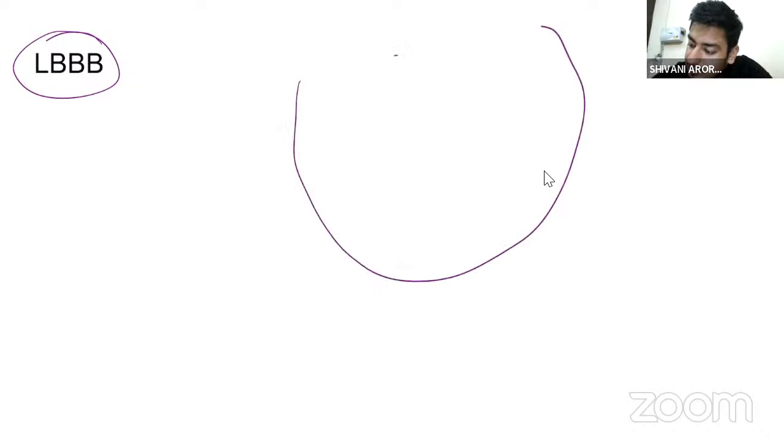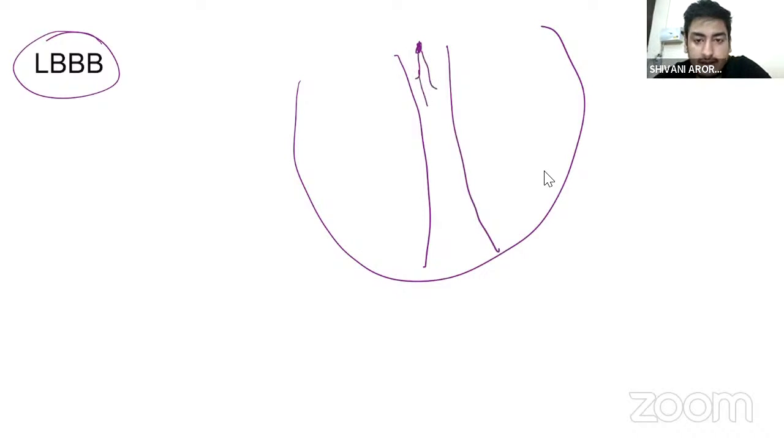So we all know that this is our heart. This is the interventricular septum. This is the AV node. This is the bundle of His, divided into left bundle branch and right bundle branch. The right bundle branch goes into the right ventricle, divides into Purkinje fibers and supplies the right ventricular wall. The left bundle branch goes into the left ventricular wall, supplies the left ventricular wall.